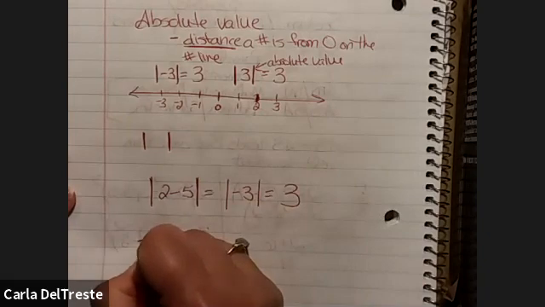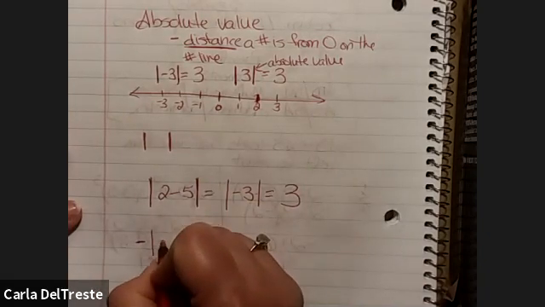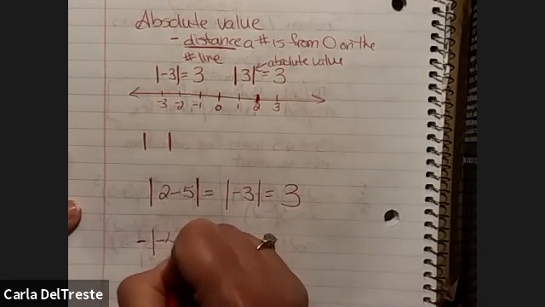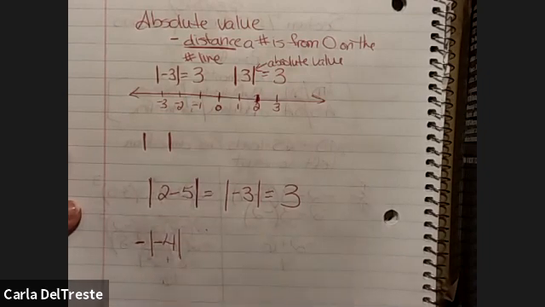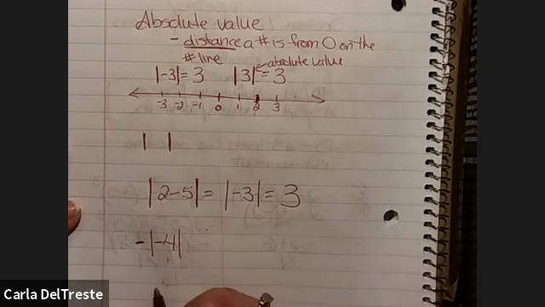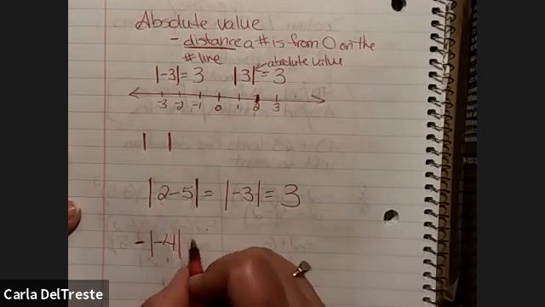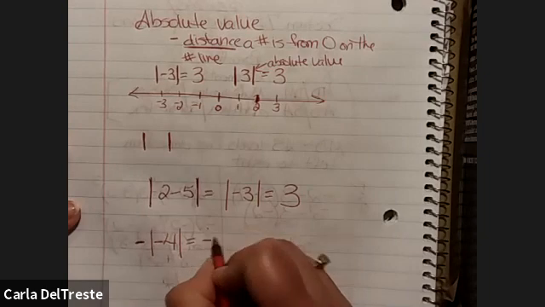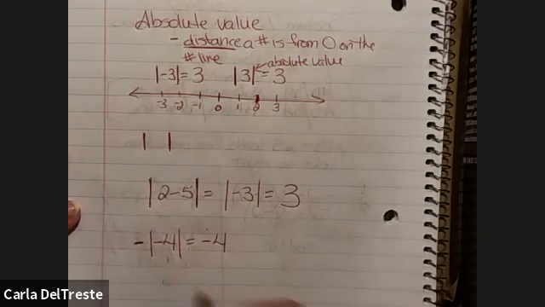If there is a negative sign out front of an absolute value, this doesn't get affected by the absolute value. It's going to come in at the end. So the absolute value of -4 is 4, but it's still negative because of that negative sign. Okay?